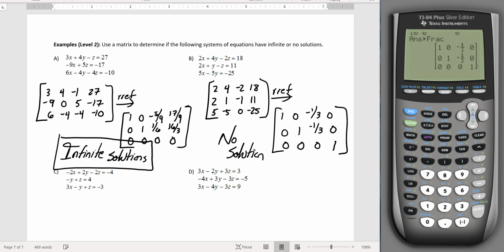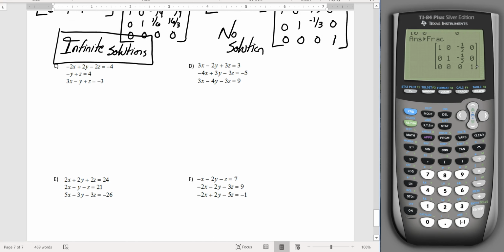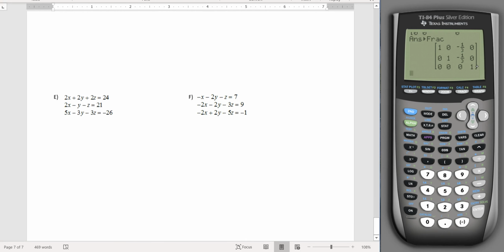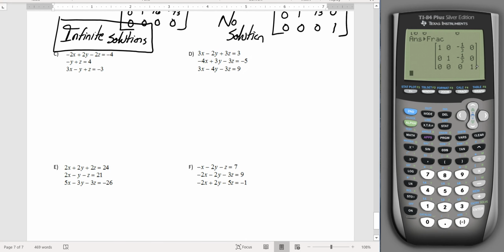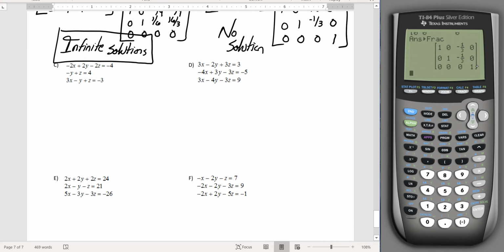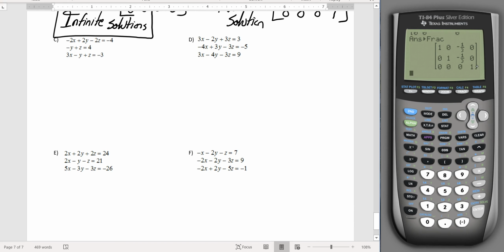All right. There are 4 remaining, C, D, E, and F, that I would like you to try. Go ahead and try it on your own, be sure to show your work, and then we will check those together, okay?